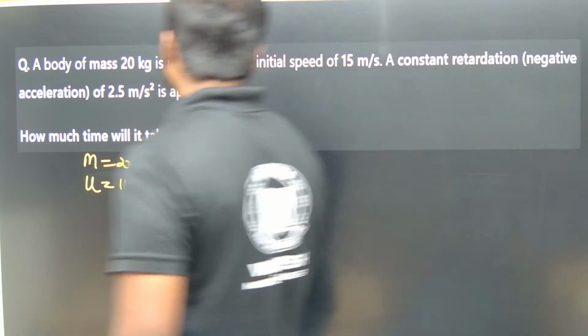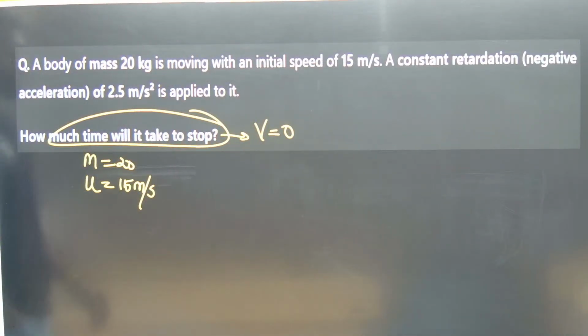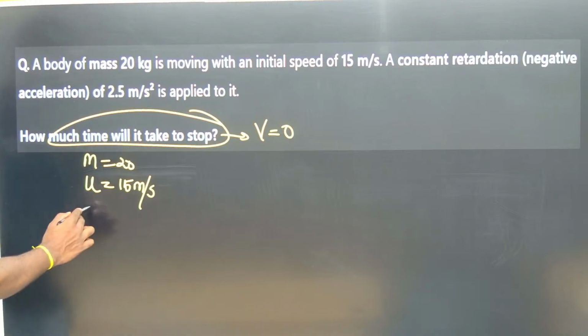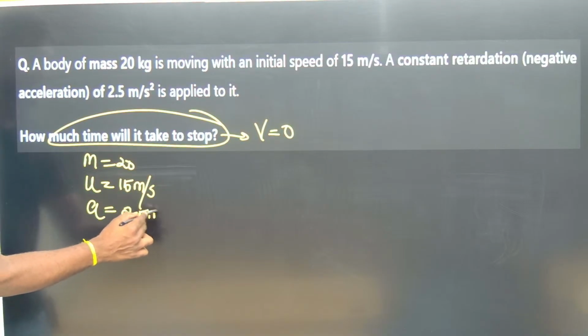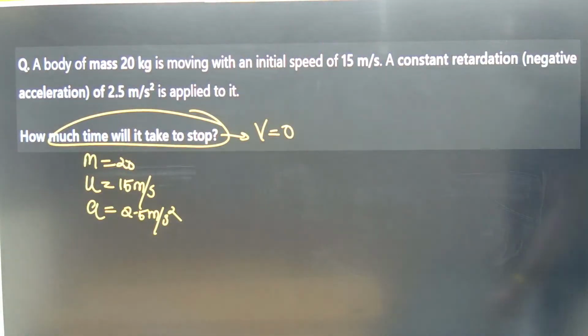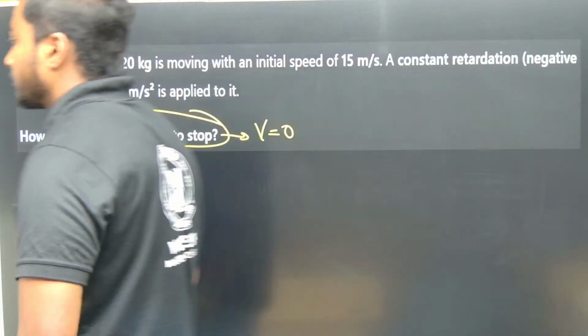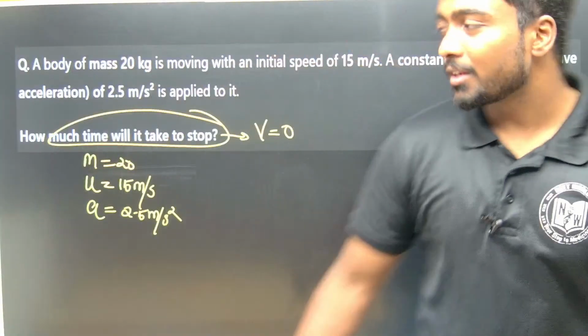To stop, in the sense the final velocity will be equals to 0. So they have given the acceleration, that is negative acceleration, means retardation, 2.5 meter per second square. So m is given, mass, u is given, a is given. Now which equation can I use here? How much time they are asking? So the mass of the body, no use of that, I guess.